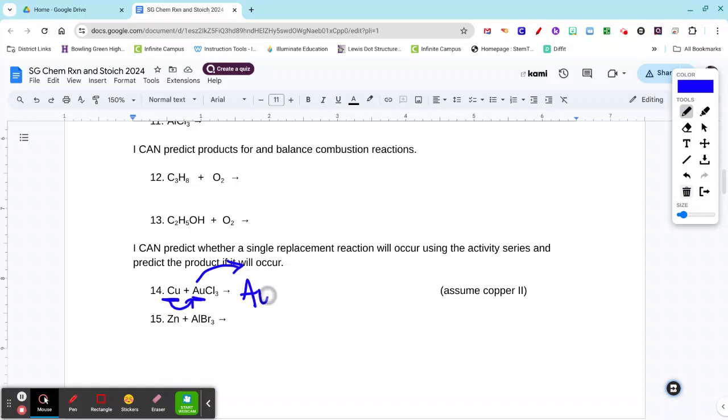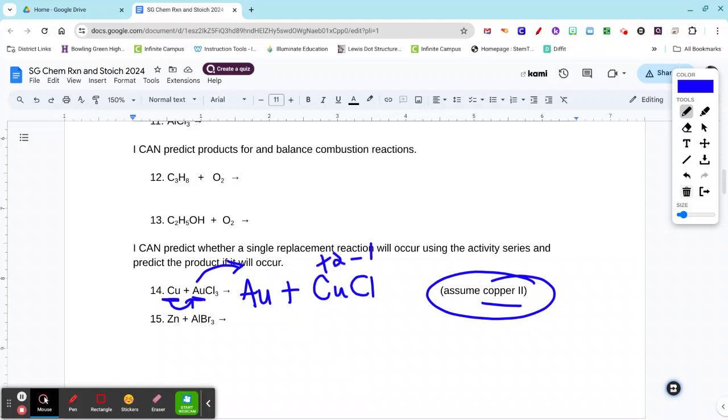So I'm going to get Au here. And then my copper is going to take its place with chlorine. Now over here, it tells me that I need to assume that copper is a +2 charge. So if this is +2 and that's -1, when I cross them, I'm going to get 2 chlorines here. As you can see, I have 3 chlorines on the other side. So I need to balance this by putting a 3 here to get 6, a 2 here to get 6, and then I need a 2 and a 3 in front of my copper. So don't forget to balance your equation at the end.